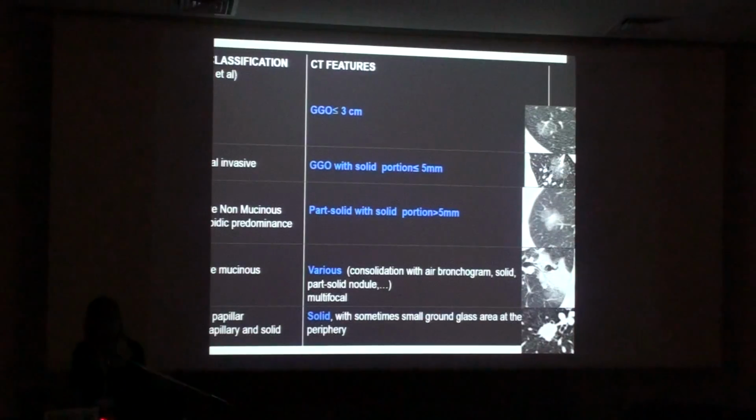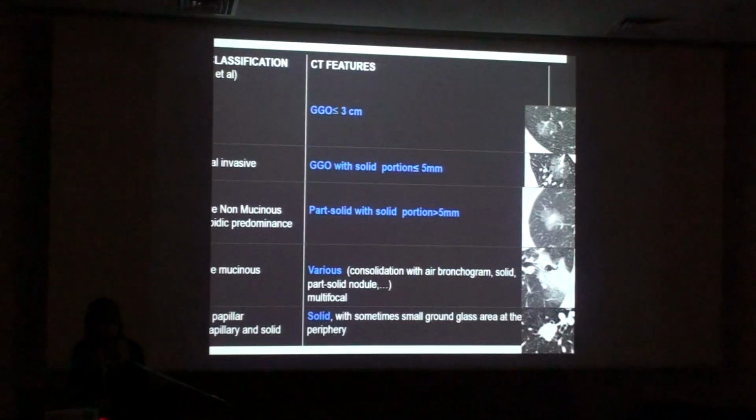And this fourth entity is invasive mucinous adenocarcinoma, formerly mucinous bronchioloalveolar cell carcinoma, and with these lesions, the CT appearance can be very different, from consolidation with air bronchograms to solid lesion or part-solid nodules. It depends on the patients. And lastly, acinar, papillary, micropapillary, and solid lesions are characterized on CT by a solid lesion, sometimes with ground glass, but which is usually a very small portion.